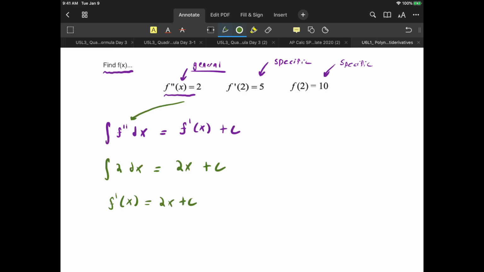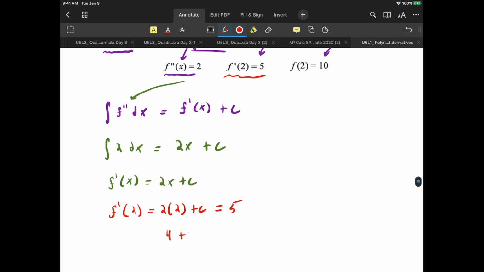But I also know that f prime of 2 is 5. So f prime of 2 is 2 times 2 plus c, which is equal to 5. Well, so 4 plus c is equal to 5. C is equal to 1. So I now know that f prime of x is 2x plus 1.